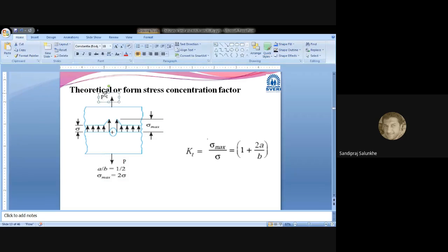That is, when the loading is normal and not fluctuating, can we or can we not use this theoretical stress concentration factor? Now, it may not be asked in the exam. The question which I raised may not be asked in the exam, but it may be asked in GATE.